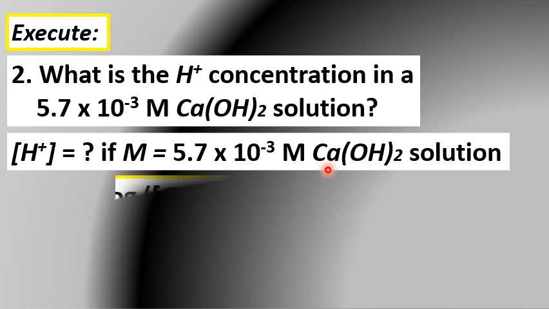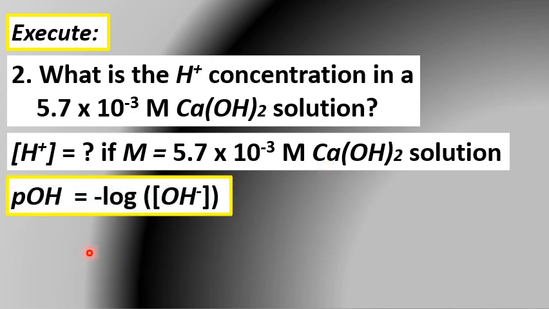So we first calculate for the pOH. Since the solute is calcium hydroxide, hydroxide being a base or alkaline substance, therefore we can determine the pOH value using the formula negative log of the negative hydroxide ion concentration.